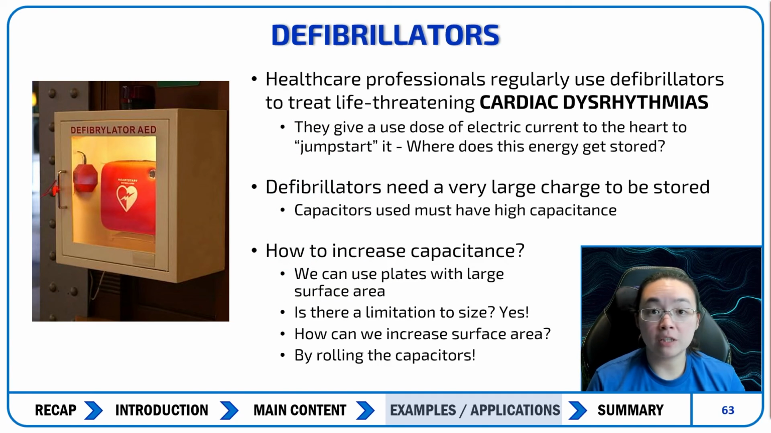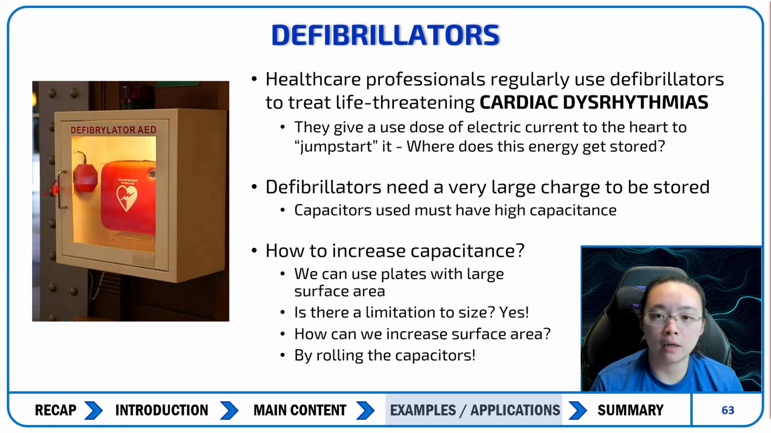Okay, so let's move on to defibrillators. We commonly think of defibrillators as medical devices that help save lives when we need to deliver an electric shock to the human body to treat life-threatening cardiac arrhythmias or like heart attacks. Healthcare professionals regularly do use defibrillators to treat cardiac dysrhythmias. They really do require a huge dose of electric current to be delivered to the heart to jumpstart it. And we have to ask ourselves, where does this energy come from and where is it stored? The simple answer is it's stored in a giant capacitor.